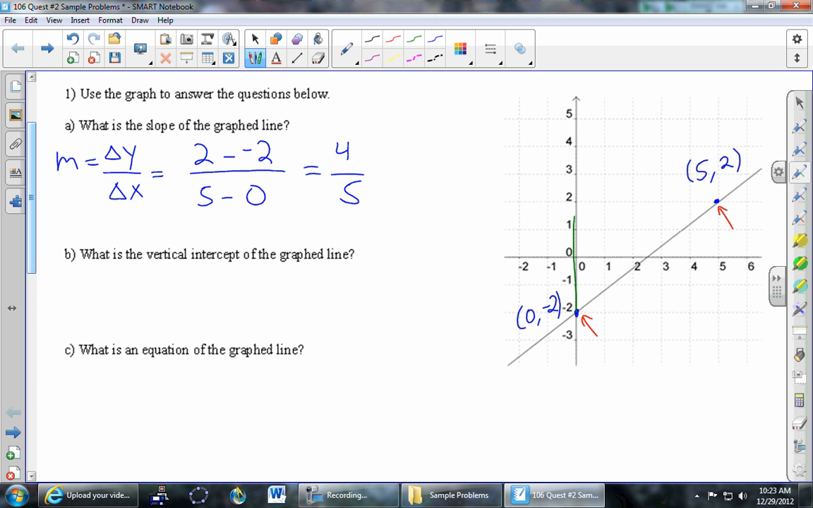If you prefer rise and run, then you can imagine going from this point on the left, rising up to there. So how far is that? That's a rise of 4. And then running to the point. How far is that run? It's a 5. So rise over run, 4 over 5.